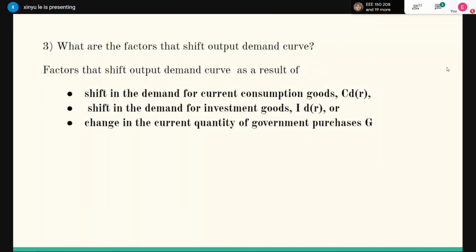Next. The third is, what are the factors that shift the demand curve? Factors that shift the output demand curve are, first, a shift in the demand for current consumption goods, second, a shift in the demand for investment goods, and third, a change in the current quantity of government purchases.